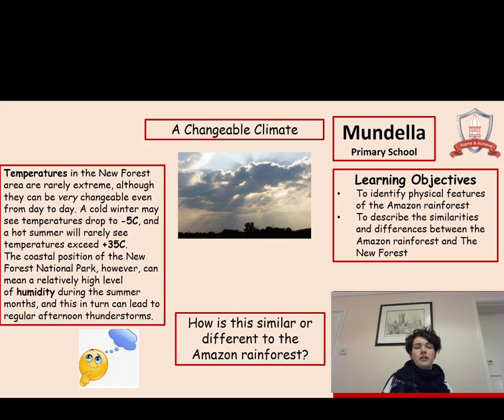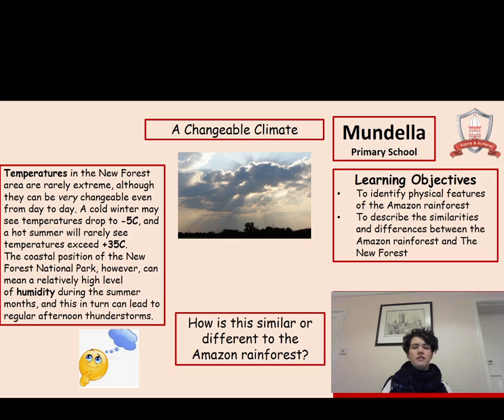Because the New Forest National Park is along the coast, so that means it's by the sea, it can mean that we have a relatively high level of humidity, so it gets a bit close and a bit sticky, a bit warm during the summer months. And this in turn can lead to regular afternoon thunderstorms. So the thunderstorms are caused by that clash of cold air and hot air.